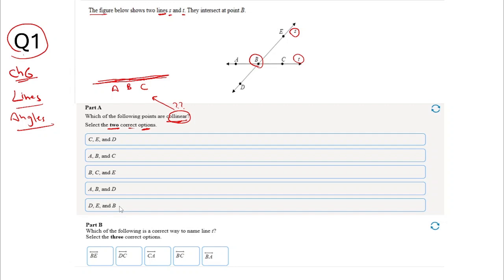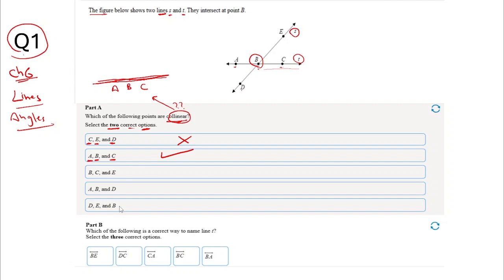Option 1, point C, point E, and point D. This is point C, this is point D, and this is point E. They are not in the same line, so this option is not correct. Option 2, point A, point B, and point C. They are in the same line, which is line T, so this option is correct.